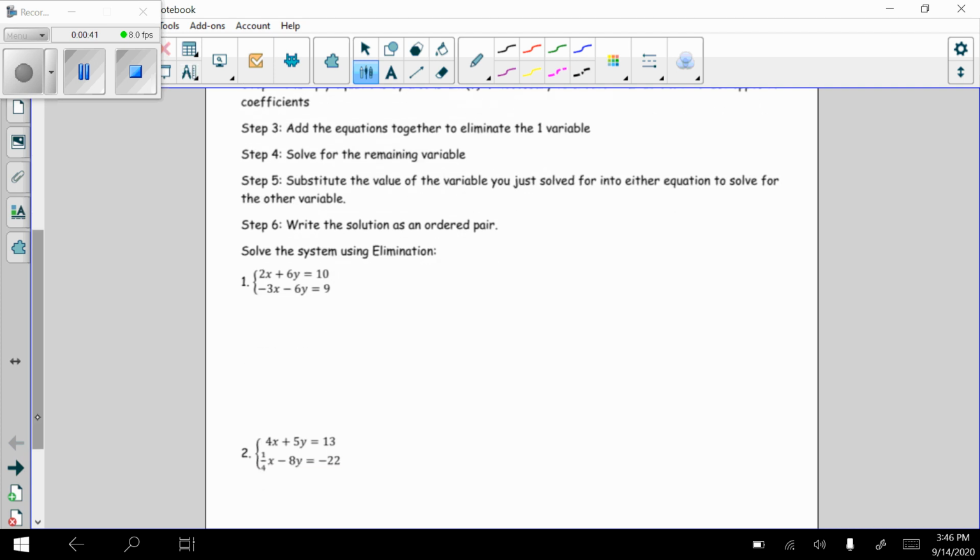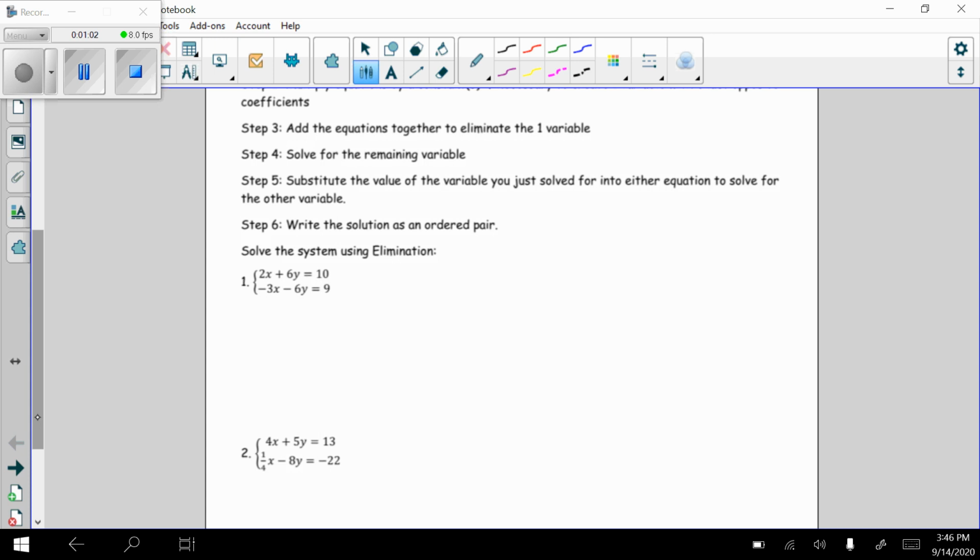So the gist of that, we want to add the two equations together. In order to do that, we want to make one of the variables, either the x or the y, completely disappear. So in order for that to happen, they need to be exact opposites. So I look at this first set of equations. I have 2x plus 6y equals 10. Negative 3x minus 6y equals 9.